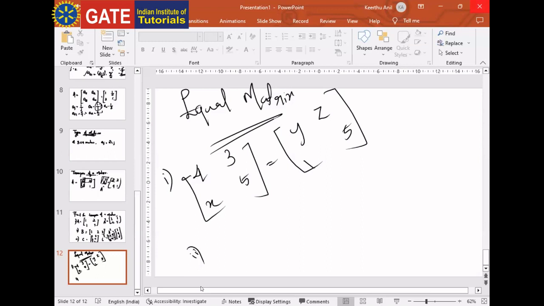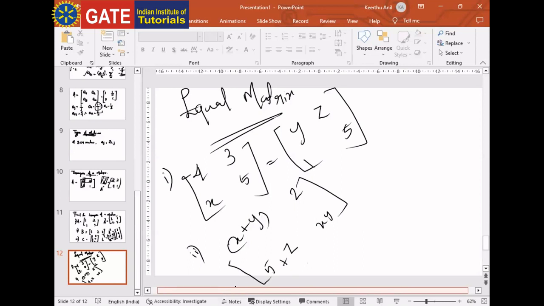Next question. Okay, so you can write the next question. The matrix with x plus y, 2 as the first row, and 5 plus z, xy as the second row, is equal to the matrix with 6, 2, 5, 8.